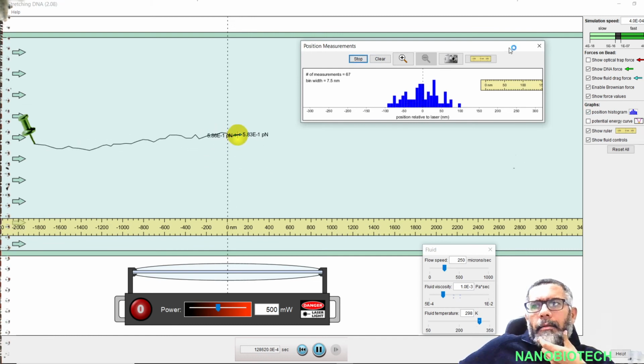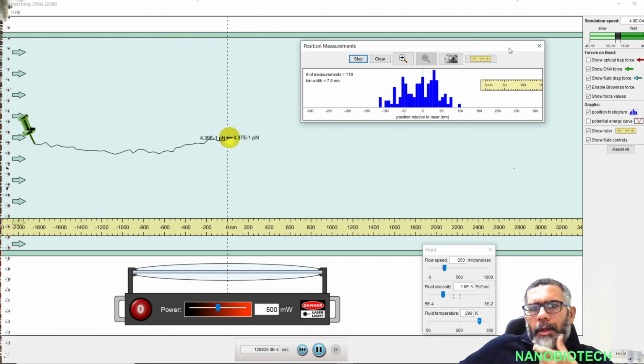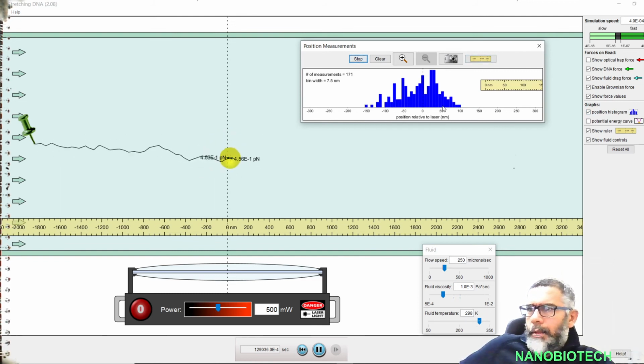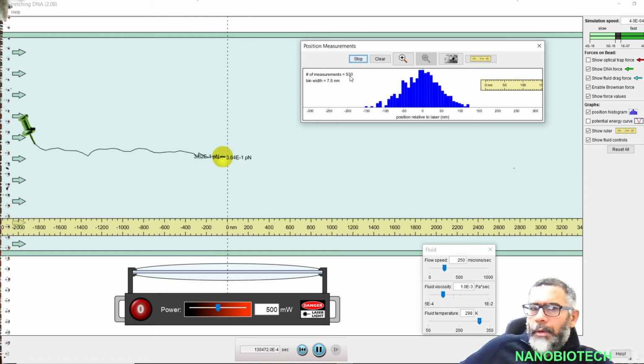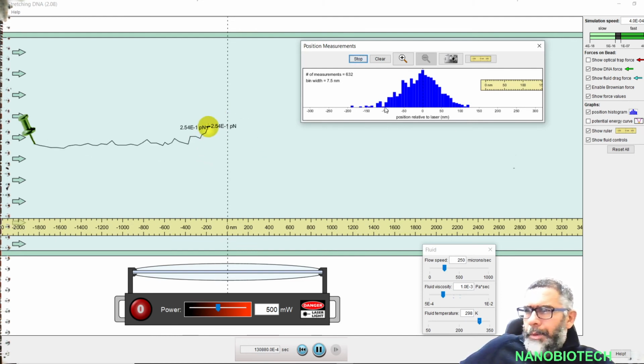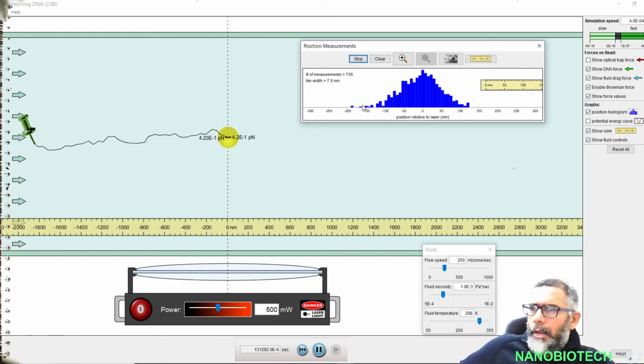Okay, once you start your position histogram, you will see these bars. Why are we seeing these bars? Because the histogram is making the position measurements continuously, and you see over here the number of measurements already. It's at around 500 measurements now. The type of picture you are seeing here, if you wait for long enough, is going to be a bell-shaped curve.